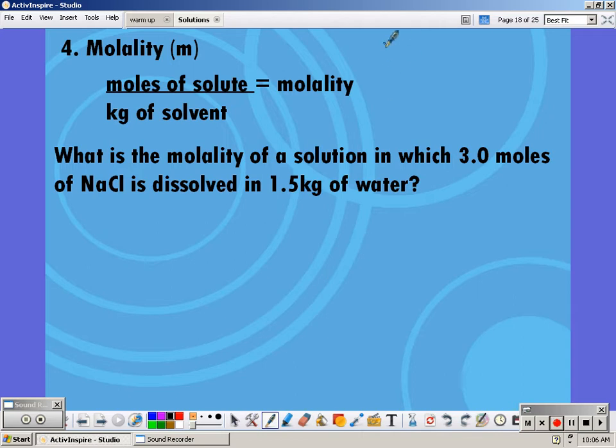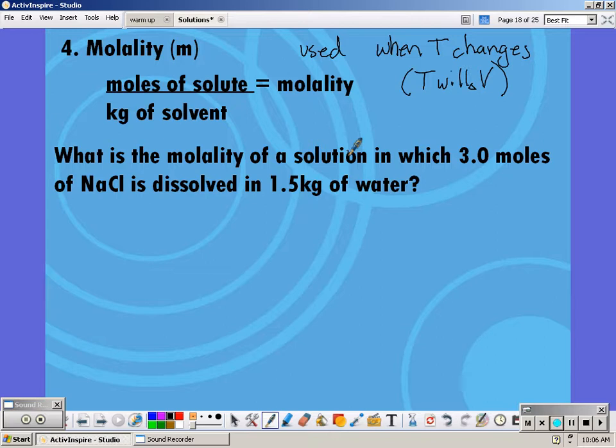Molality is used when temperature is changing. The reason we have to use molality when the temperature changes is that temperature will change the volume, so we can't use molarity, because molarity is moles of solute per liter of solution. If you change temperature, the liters of your solution will change. So that's why we have two, molarity and molality.